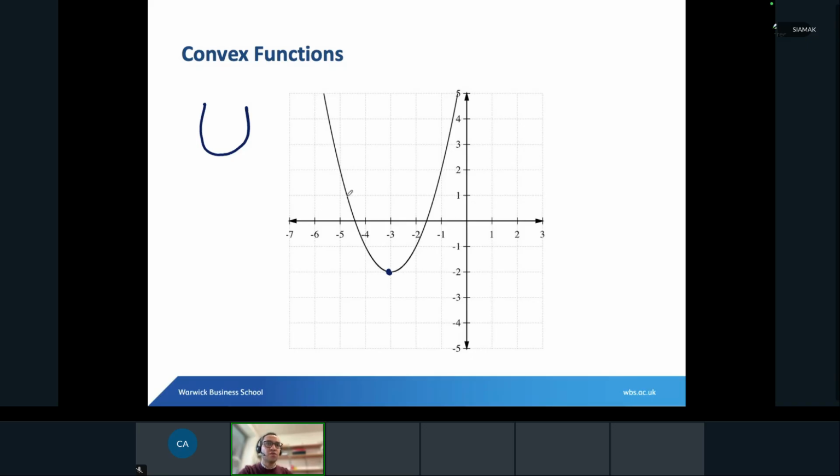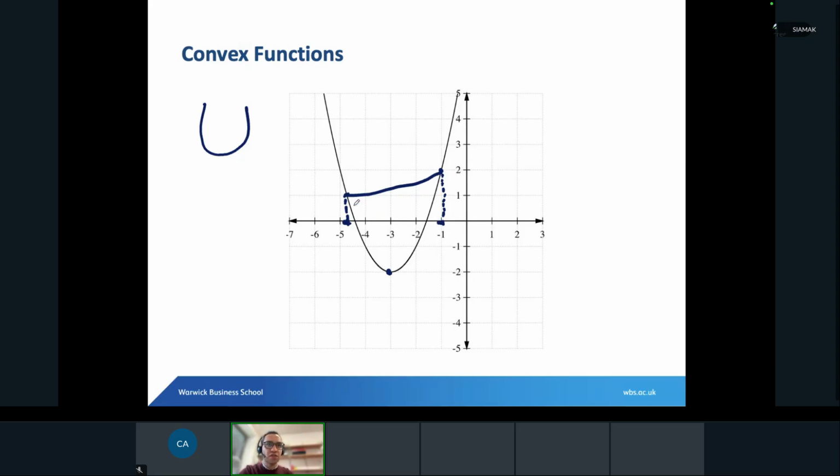Also, if you choose any pair of points on this function and connect them to each other, you can see that the line is above the function. So what we have here is the value that we get from the function, right?